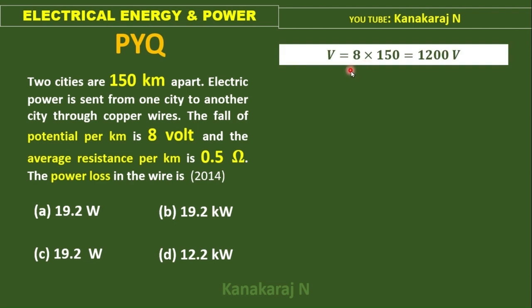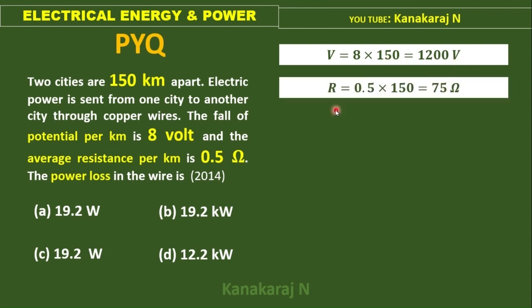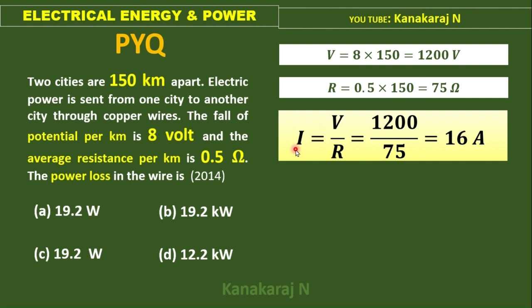Here we have to find the total potential drop. V equals the potential drop per kilometer multiplied by the total distance. So 8 multiplied by 150, we get 1200. Let us find the total resistance. It is equal to the average resistance per kilometer, 0.5, multiplied by the total length, 150. So we get 75 ohms. Let us find current, equals voltage upon resistance, 1200 upon 75, we get 16 ampere.